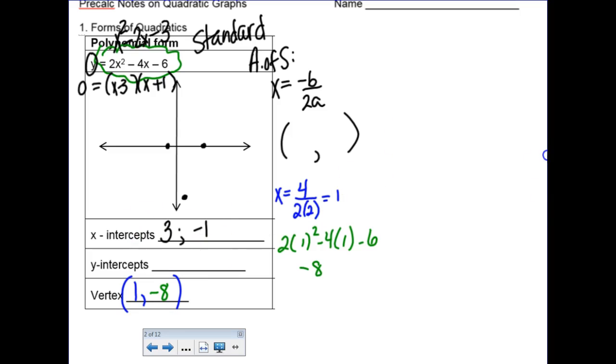So for y-intercepts, a y-intercept for any function is when x equals 0. So all you need to do to find the y-intercept without a calculator is just plug in x equals 0. So if you go to your original function and you plug in a 0 here and here, you get 0 minus 6. So where is your y-intercept located? Negative 6.